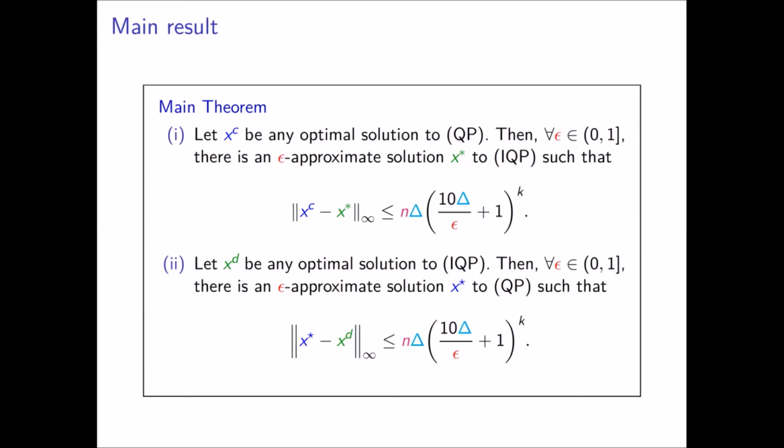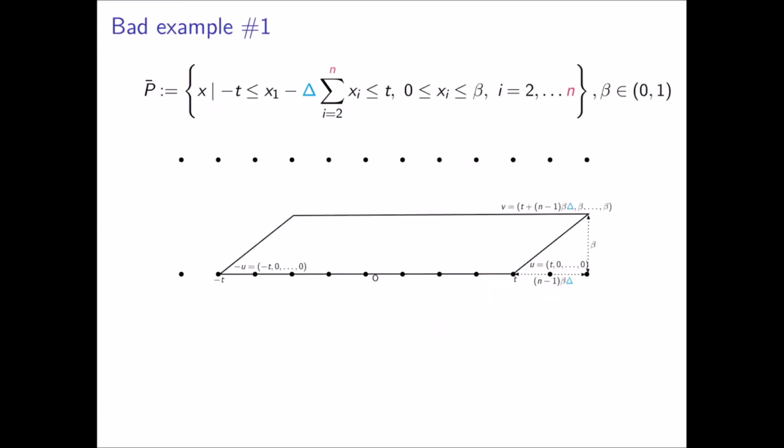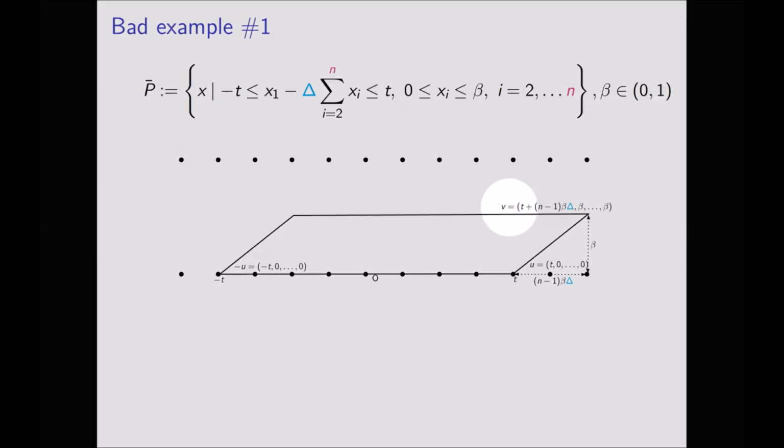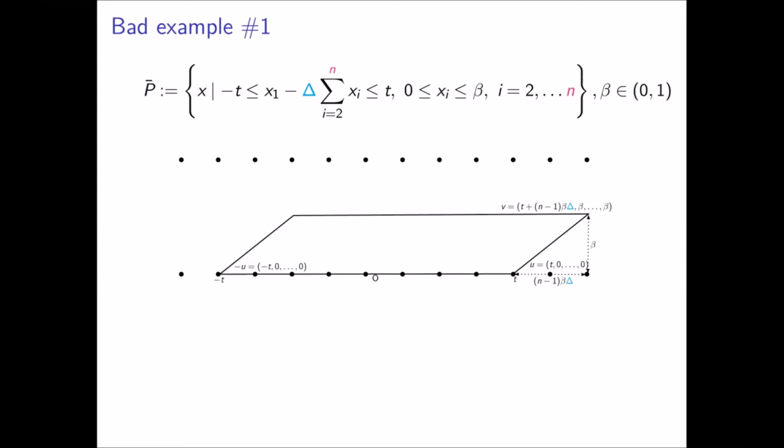Okay, so before I present the outline of the proof, I want to discuss with you two bad examples which help us understand how tight, or better, far from optimal, our proximity bounds are. In the first bad example, we consider the special polytope P bar defined at the top of this slide.